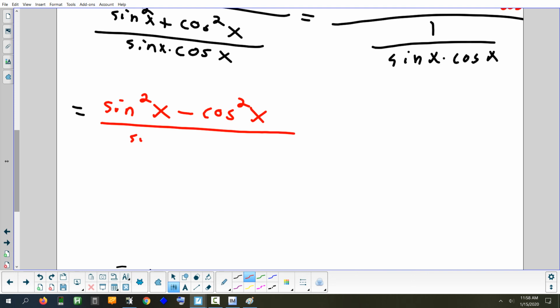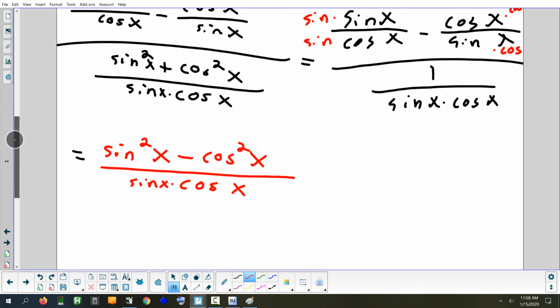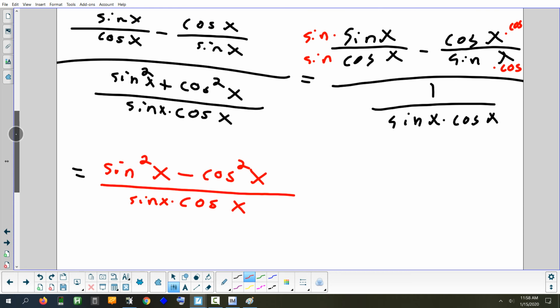So that's sine cosine. That's the top. And the bottom, I didn't do anything to it in this step. But I'm not going to write it as divided by 1 over sine cosine. Instead, what can I do? Instead of dividing by this, I can multiply by the reciprocal.